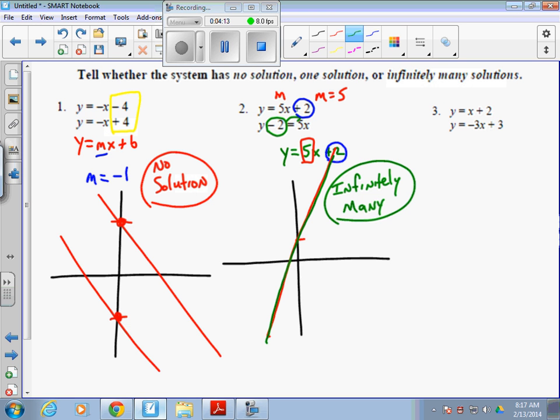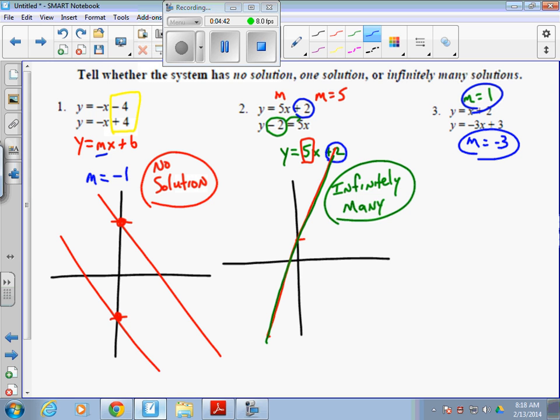And then the third equation is easy to see again. You can see both of the slope values. The slope value of the first equation, y equals mx plus b, is 1. The slope of the second equation is negative 3. These slopes are different. Remember, it doesn't matter where your y-intercept is. If the slopes are different, then somewhere on your graph they are going to cross in one spot.